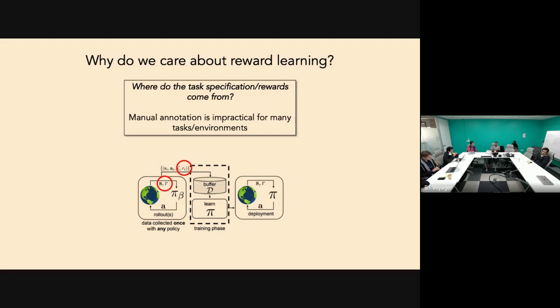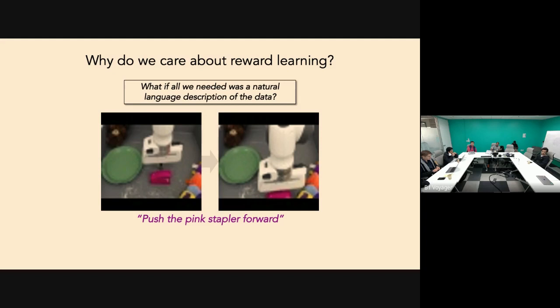So in this first work, the question we asked was, what if all we actually need to get a good reward function is a natural language description of the data? What if, looking at a video of this robot operating in a bin and it pushes the pink stapler forward, all we need is a human to go in and write in natural language and text, okay, pushing the pink stapler forward is what happened in this video? Is that enough that we could actually use this to learn good reward functions?